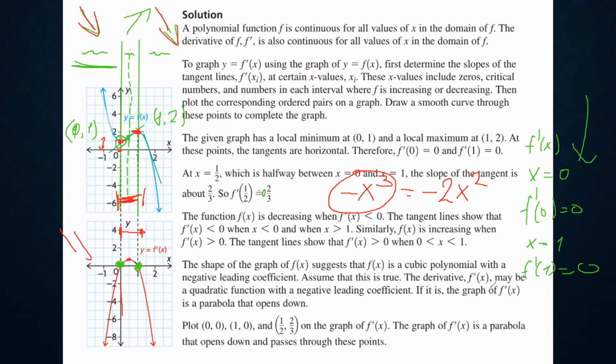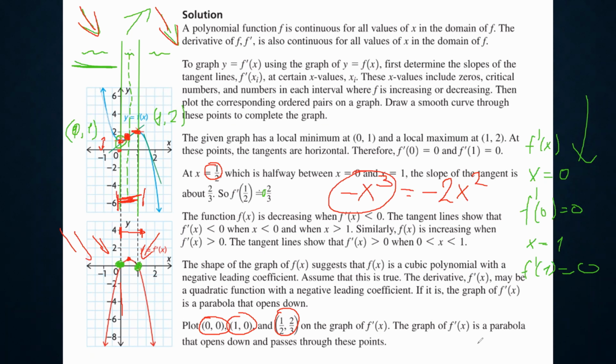So with this suggestion, the derivative f prime of x may be a quadratic function with a negative leading coefficient. If it is the graph of f prime of x, it's a parabola that opens down. So now, final step, when you have come to a conclusion how this derivative should look, you're ready to plot it. You have 0, 0 right here, you have 1, 0 right here, and you have 1/2 and 2/3. Remember, somewhere in between these two critical points. Okay.